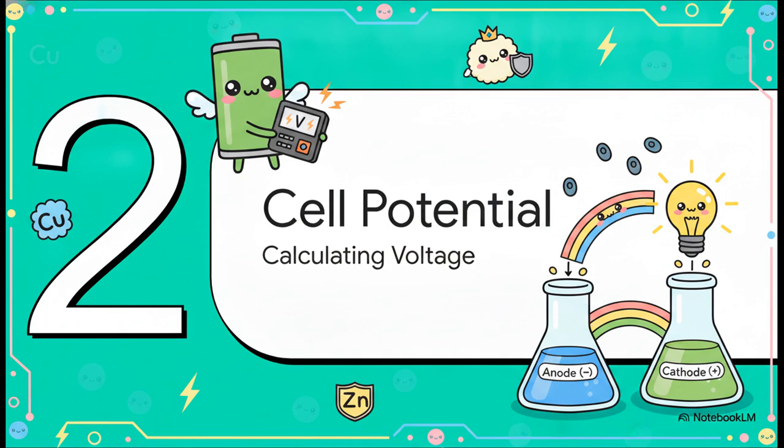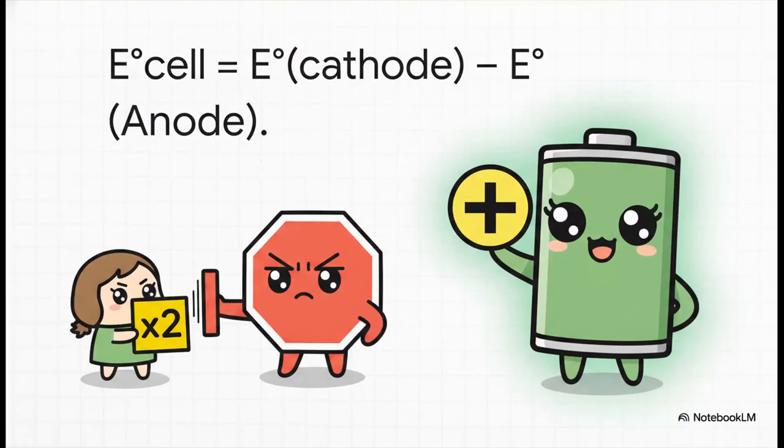All right, moving on to Section 2, calculating cell potential. Let's get into calculating the actual standard voltage our spontaneous battery is going to produce. To find the standard cell potential, or E cell, we use this absolutely crucial formula. You simply subtract the anode's standard reduction potential from the cathode's standard reduction potential.